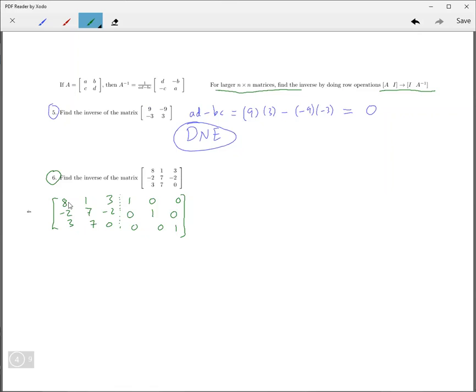So the first thing is to try to get a 1 up in this corner here. And let's see here. What I'm going to do is I'm going to add 1 times this row to that one. So when I do that, 3 minus 2 is going to be 1. Okay, so if I add these two together, I get a 1 right there. Okay, so that means that the top row stays the same.